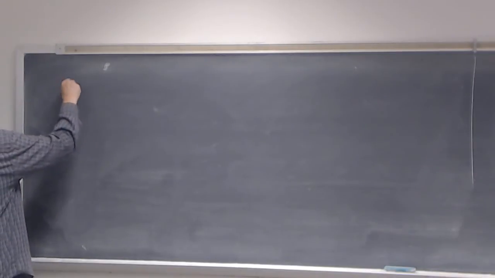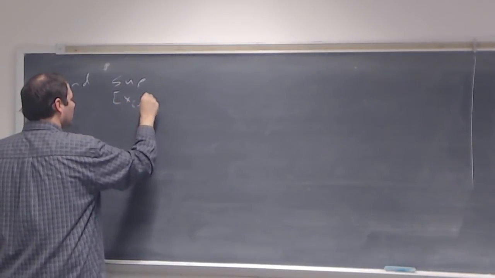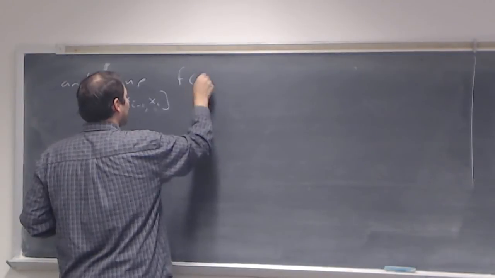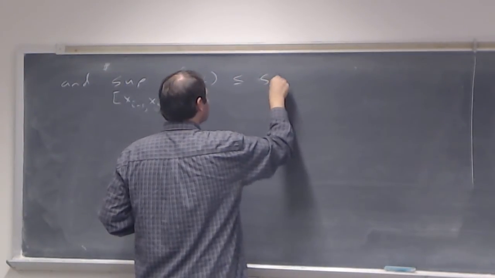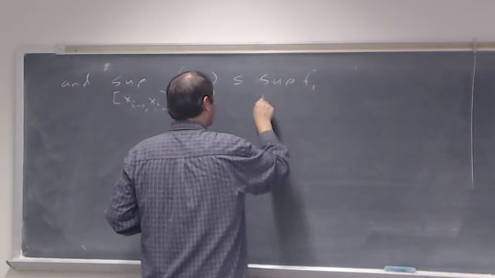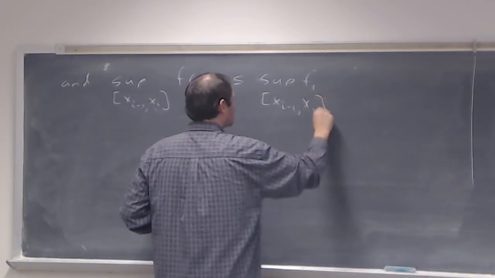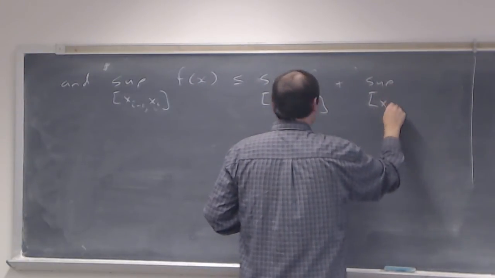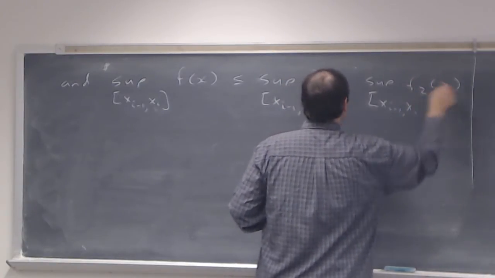And that fact, the analogous statement, is that the supremum over [x_{i-1}, x_i] of f(x) is going to be less than or equal to the addition of the supremums of f_1 over those same subintervals plus the supremum over this subinterval of f_2(x).